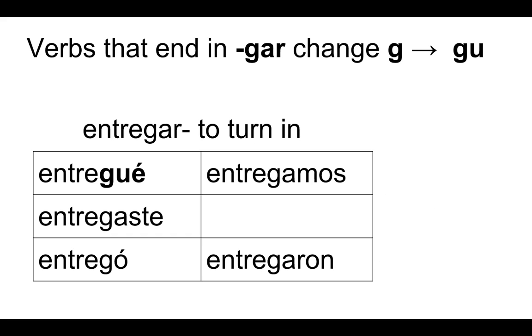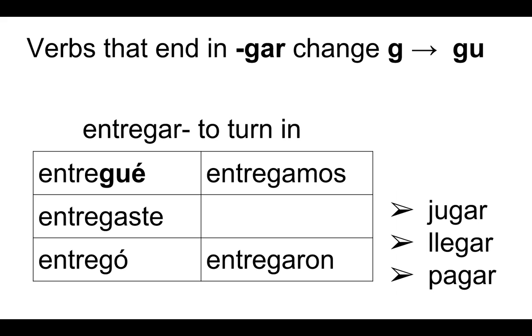Verbs that end in gar change from a G to a GU. For example, entregar. Entregué, entregaste, entregó, entregamos, entregaron. Only in the yo form does the G turn into a GU. The rest are regular preterite endings. Jugar, llegar, pagar also follow this rule.